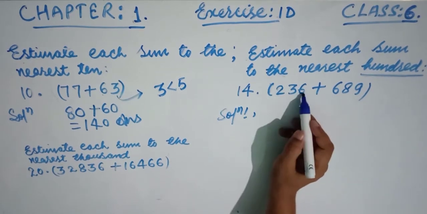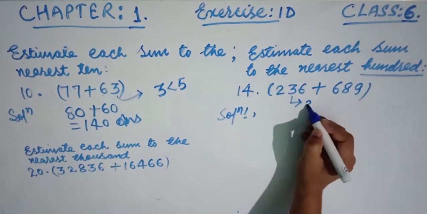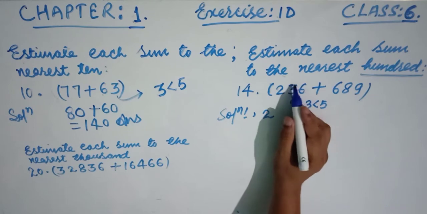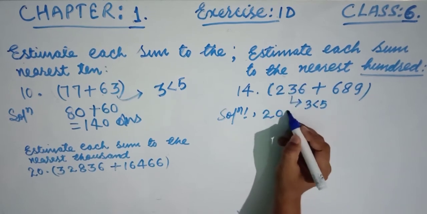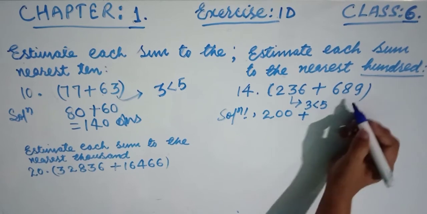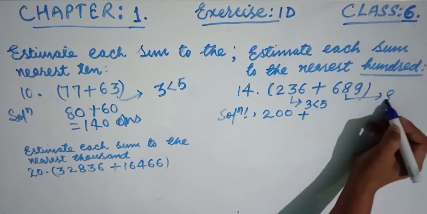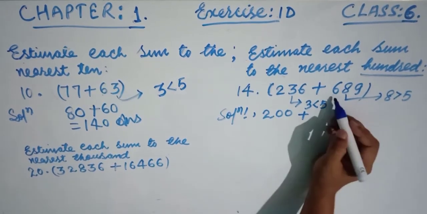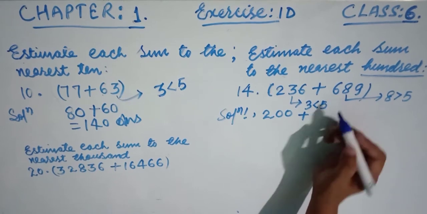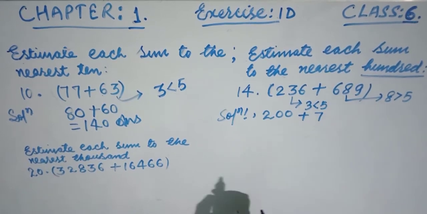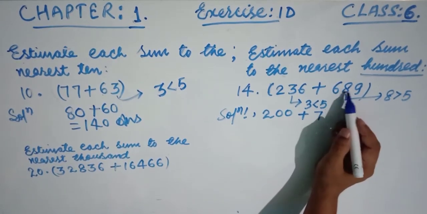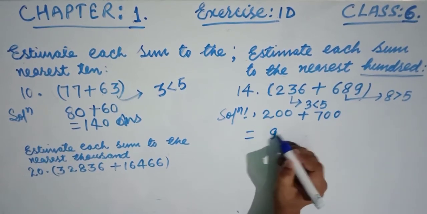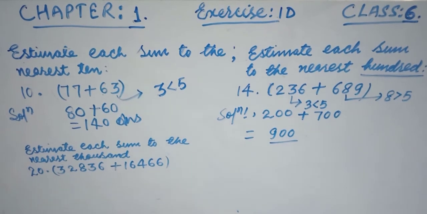Here 200. Look at the tens place, friends: it is 3, which is less than 5. So this 2 is as it is, and the other two digits change to 0. So 200. Now add. Look at the next one, friends: the tens place is 8, which is greater than 5. If the 8 is greater than 5, then the hundreds digit is increased by 1. So 6 plus 1 is 7, and all the other digits change to 0. Now this could be written as 900, friends. I hope you will understand.